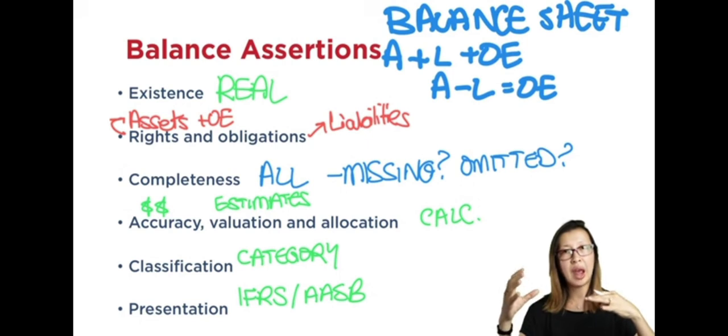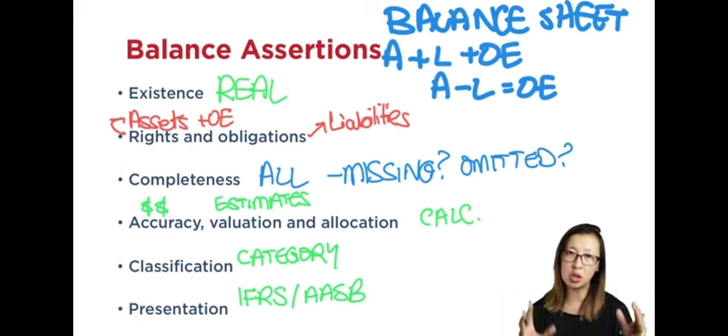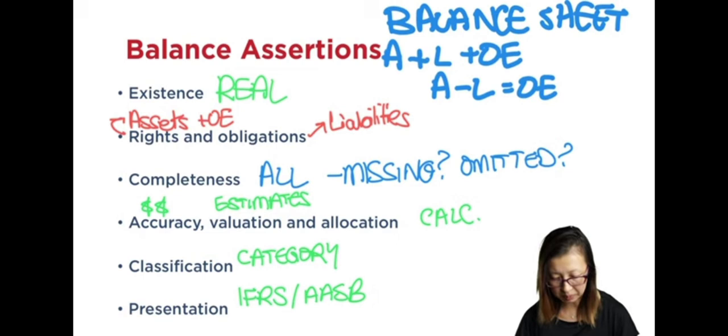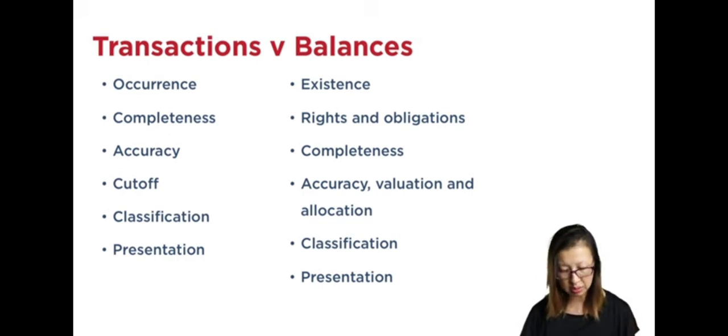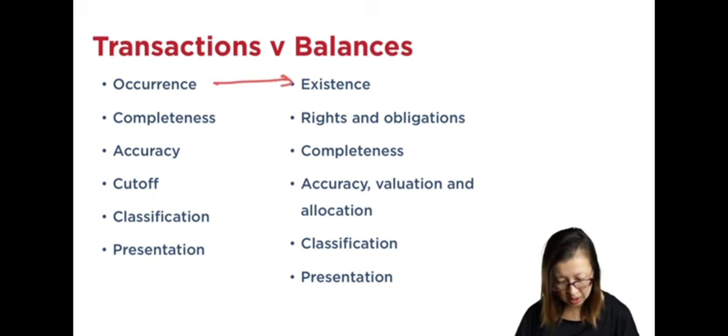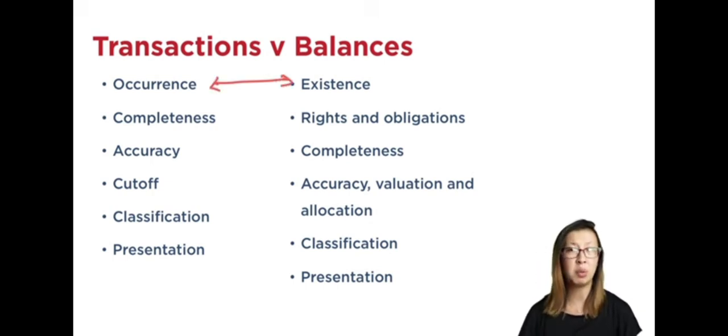So now let's look at how we can sort of consolidate all of those different assertions. So I've got both of the sets of assertions here, and I'm going to draw lines between them to show you that some of these are very similar. So occurrence and existence, pretty much the same thing, but we use the word occurrence for transactions because I could sort of say, did a transaction exist? But grammatically, it makes sense to say, did that transaction occur? I can't really say to an asset, did this asset occur? So we use the word existence.